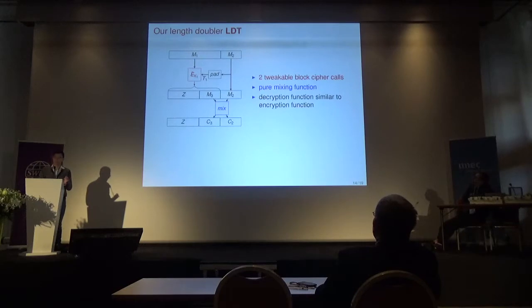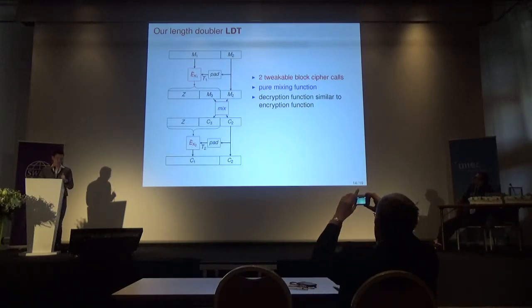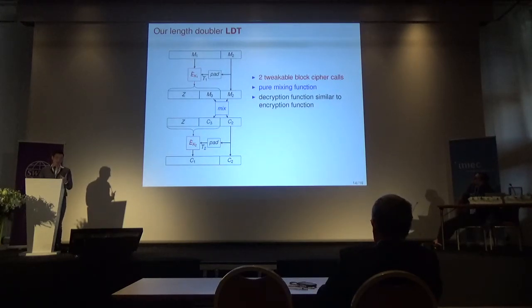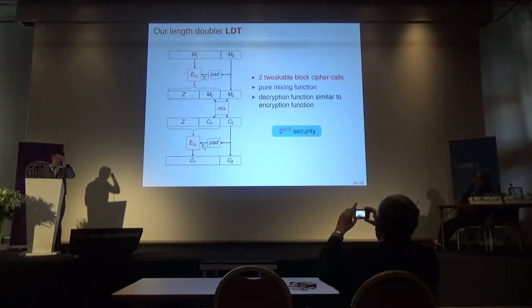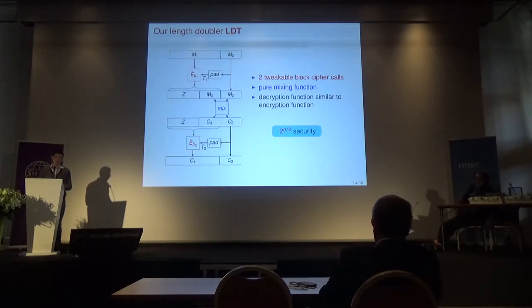And after that, we take the incomplete block of the ciphertext C2, pad it, and use it as the tweak for the second tweakable block cipher, and output the first 128 bits of the resulting ciphertext. So at this moment, LDT achieves birthday bound security, but we strongly believe that it's possible to have beyond-the-birthday-bound security.